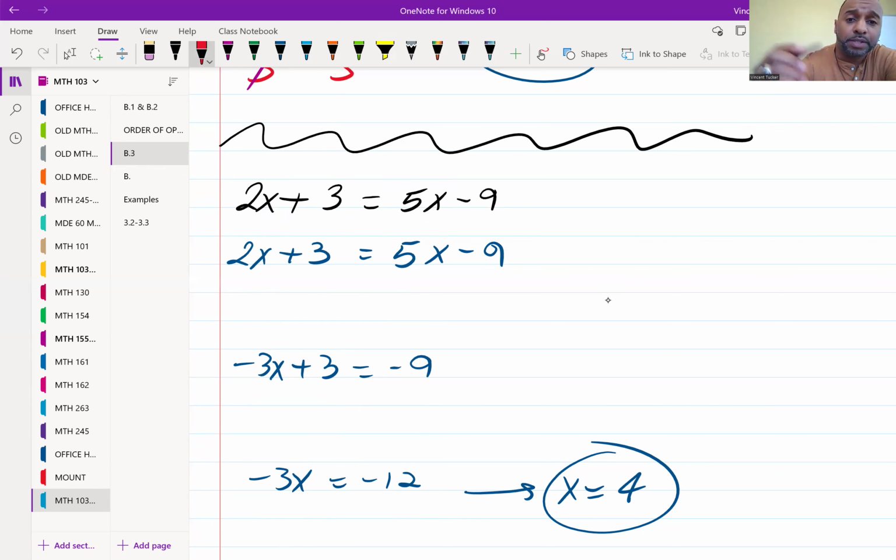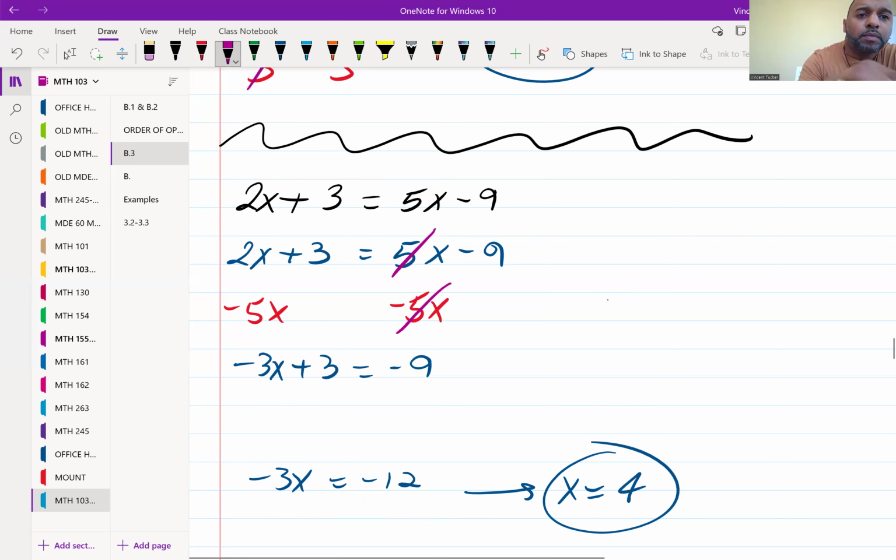What I'm going to do is take the 5x over here. And the way we'll do that is, since that's a positive 5x, I'm going to subtract 5x from both sides of my equation. All right. Notice I'm not trying to move the 5 off the x. I'm trying to take the whole 5x term over. So we're going to subtract 5x from both sides. 5x minus 5x cancels. And that'll leave me with negative 3x plus 3 equal to negative 9.